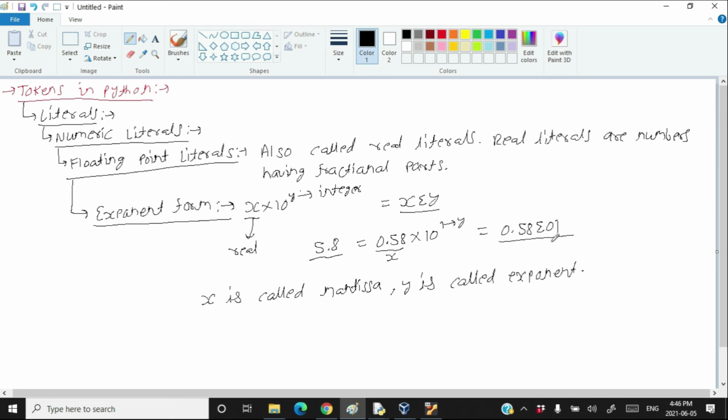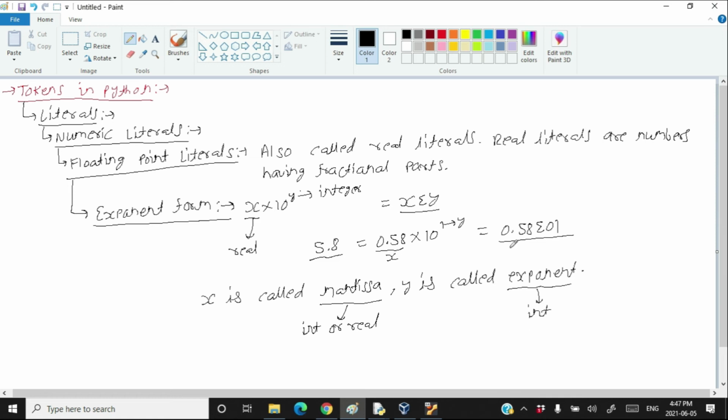E01 means 10 to the power 1. The mantissa must be a proper integer or real. It can be integer or real, whereas exponent must be only integer, nothing else. Exponent must be only integer.